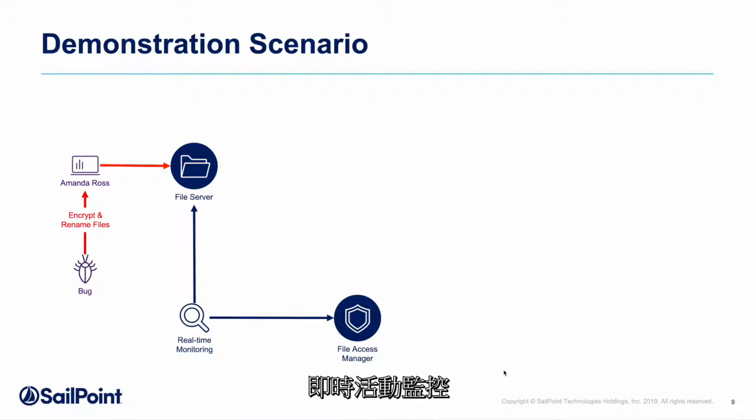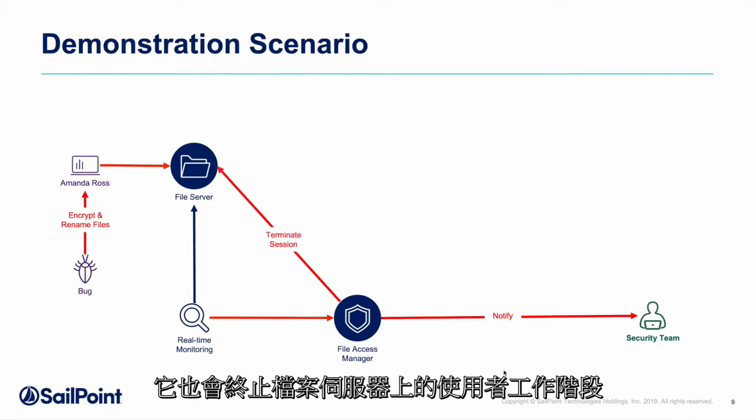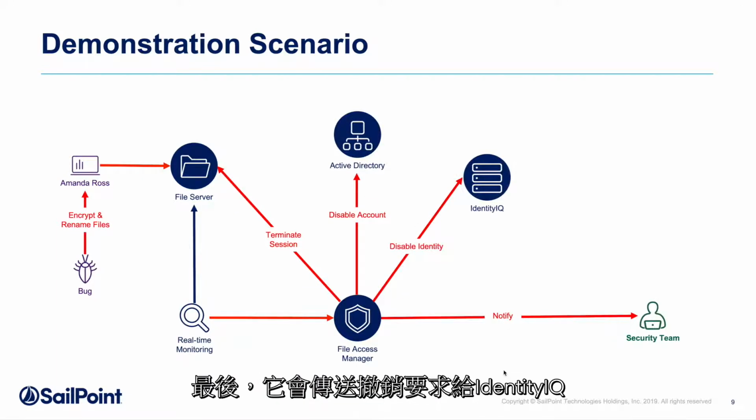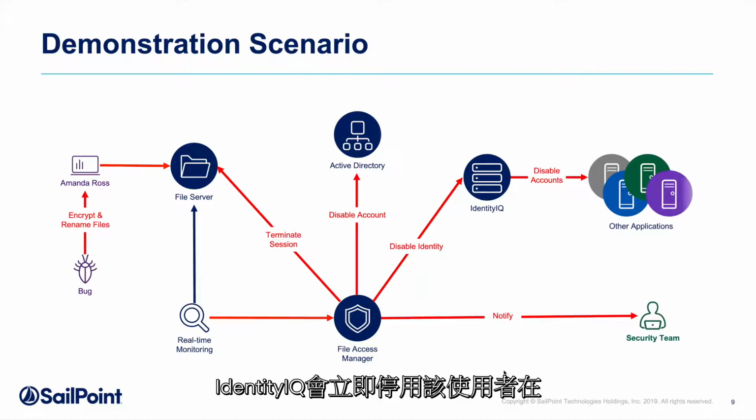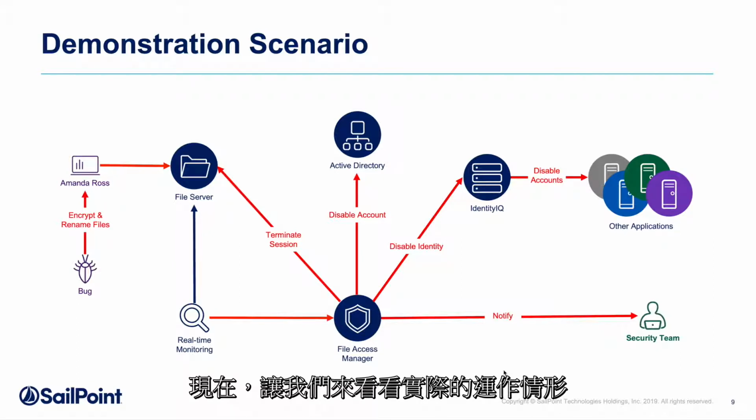So real-time activity monitoring will monitor the threshold, right? When it detects that it passes the threshold, it will send an alert to File Access Manager. File Access Manager will then send a notification to the security team. It will also terminate the user session on the file server. It will disable the user's account, and lastly, it will send a revocation request to IIQ. Upon processing the request, IIQ will proceed to disable all the user accounts the user has in all the other applications. So now, let's go and see it in action.